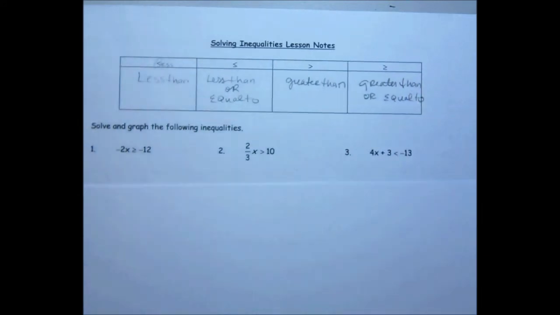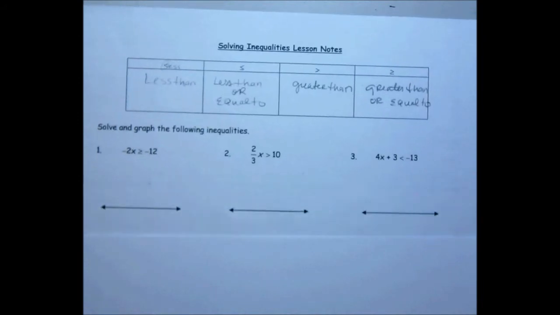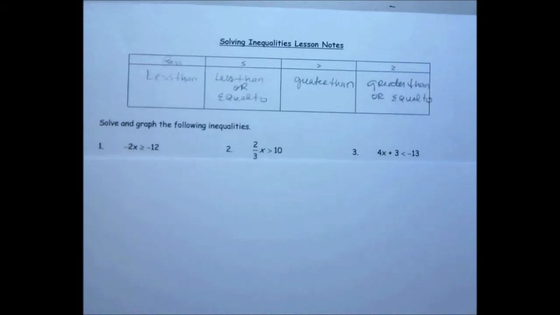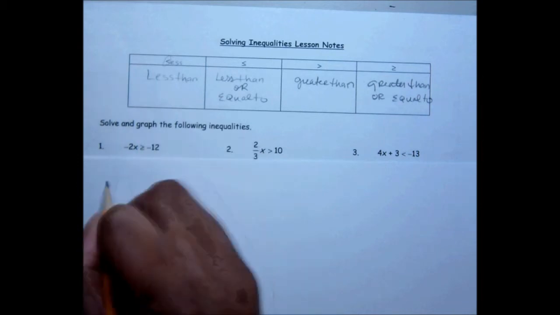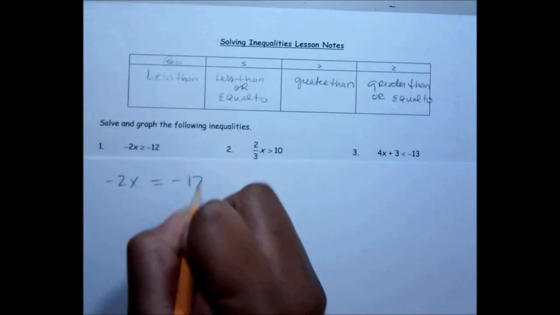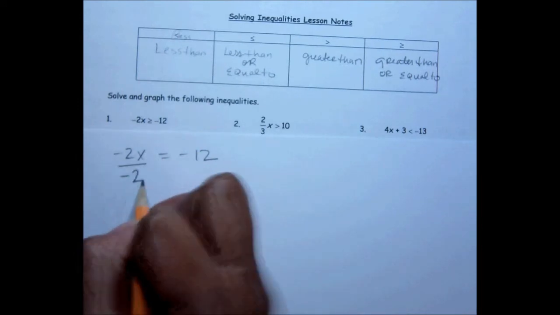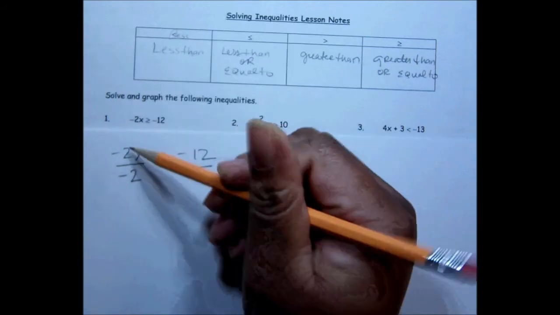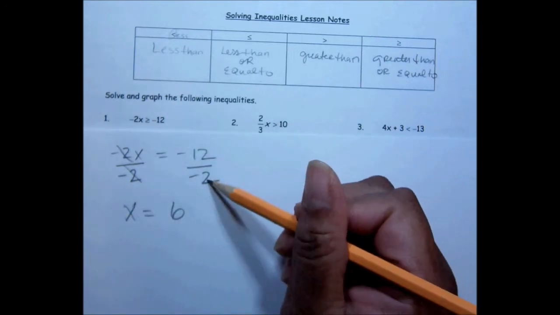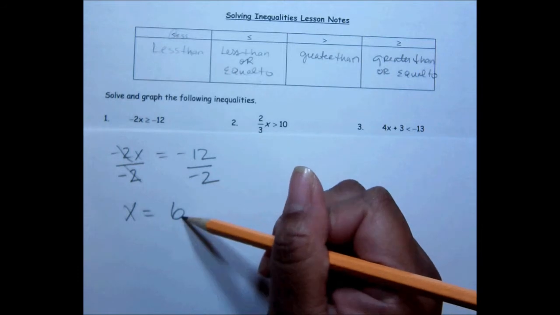So, number one, we're going to solve it and then graph it. And I know number one looks weird, but if I replace this greater than sign with an equal sign, it should look familiar. So I'm going to divide by -2 to get x by itself. And now we have x is 6, because -12 divided by -2 gives me a positive 6. So we're going to do the same thing on number 1.